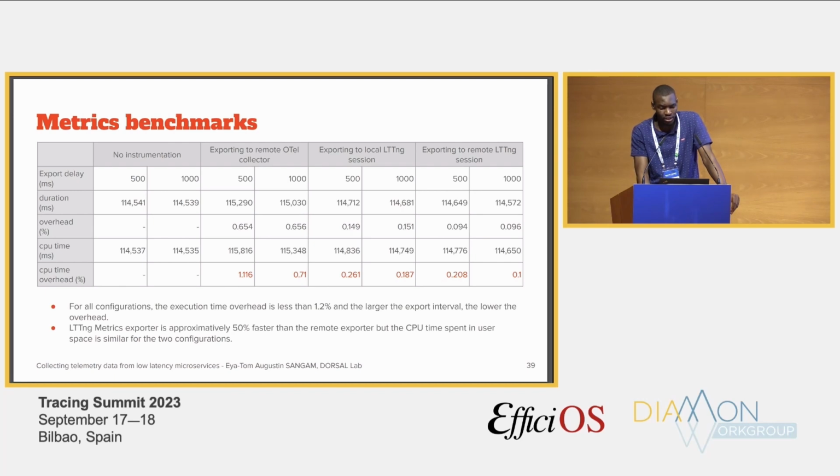The second one is exporting to a remote collector. The third one is sending the metrics directly to a local LTTng session. And the fourth one is sending everything remotely to a remote session. So LTTng wins again. It's like 50% faster, 50% less overhead, and in almost all configurations, it's under 1.2% to collect the metrics.